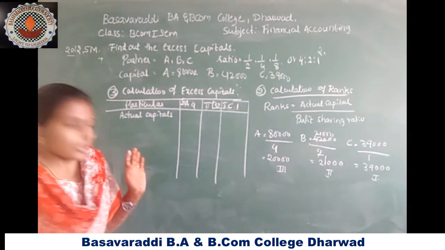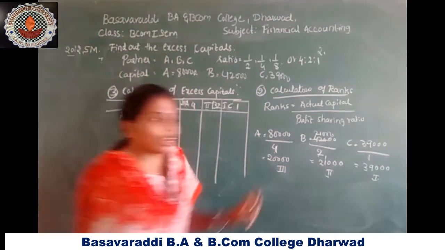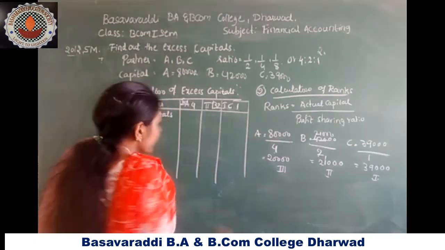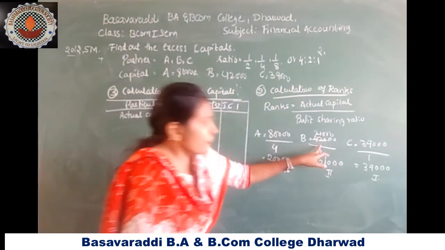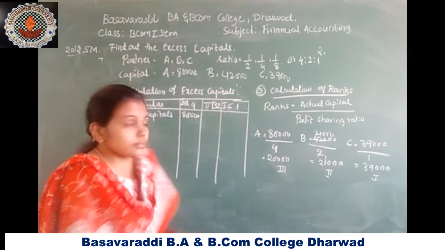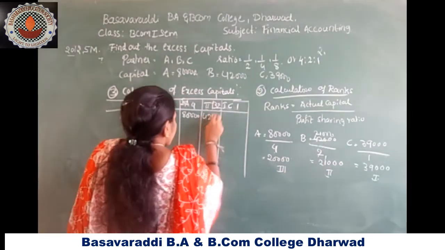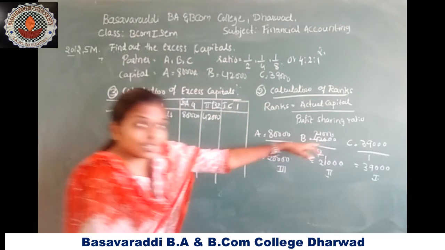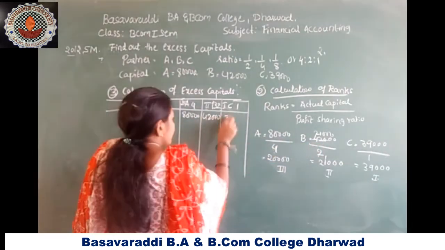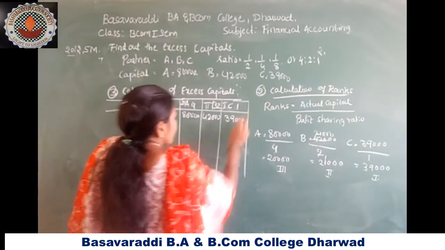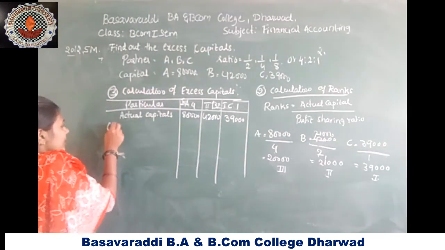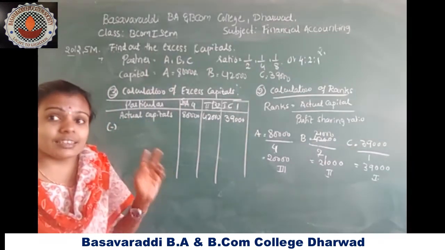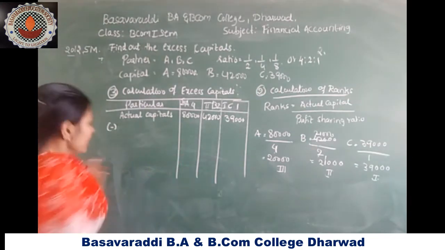Now first we have to write the actual capital. Actual capital of partner A, 80,000. Partner B, 42,000. And partner C, 39,000.